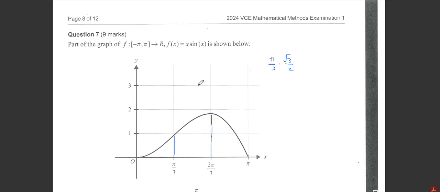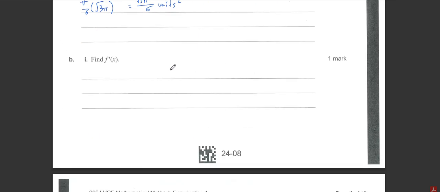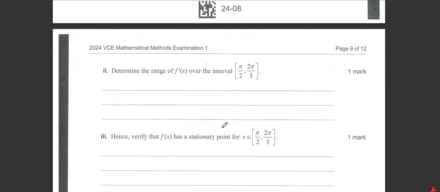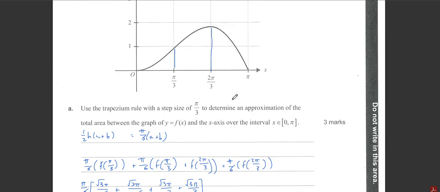Great. Alright, and find the derivative. That's just easy. F prime of x is equal to sine of x plus x cos of x. Easy. Determine the range of the derivative of f of x over the interval of pi on 2 to 2 pi on 3.